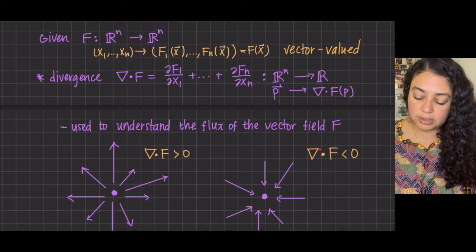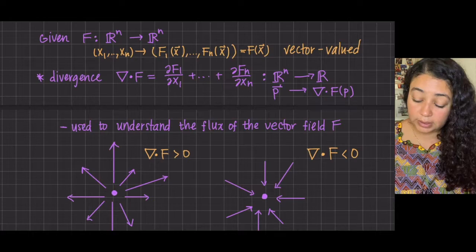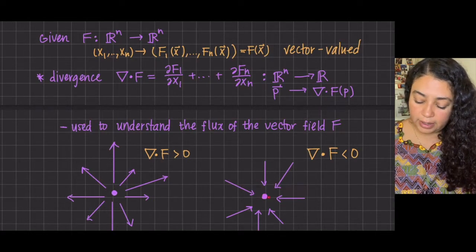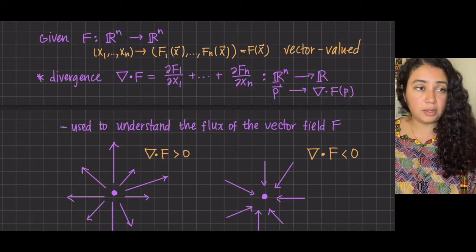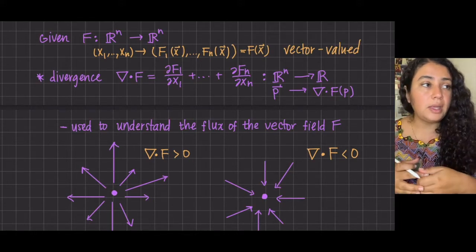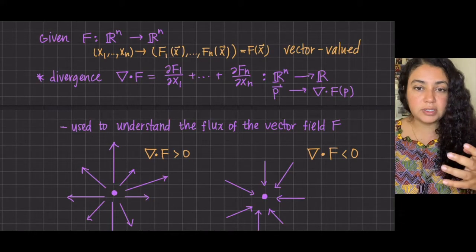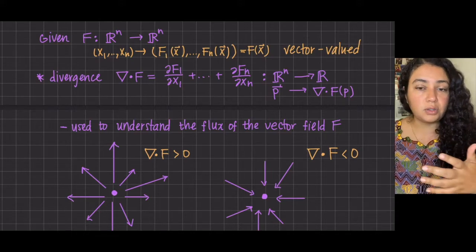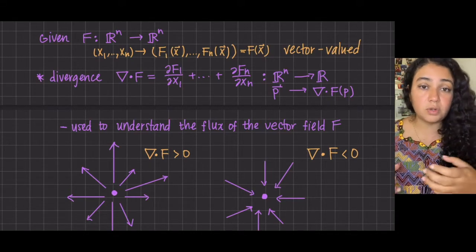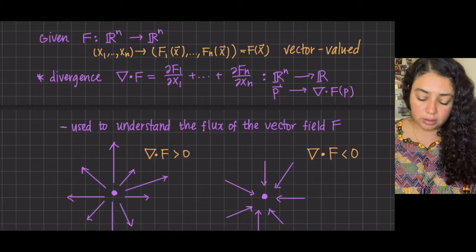And if the divergence is less than zero, or negative, it's giving you a sense of how the vector field is moving towards that point. In some sense, you can also describe this using words like compressibility.